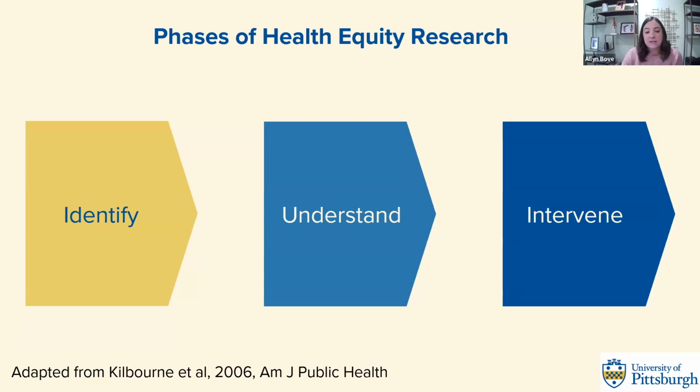And finally, phase 3 studies focus on intervening upon health disparities. This can happen at many different levels, from a single practice or community to the entire country or the entire world. For example, it could be argued that passage of the Affordable Care Act was a phase 3 health equity intervention because it expanded access to insurance for so many million people who couldn't previously afford it.